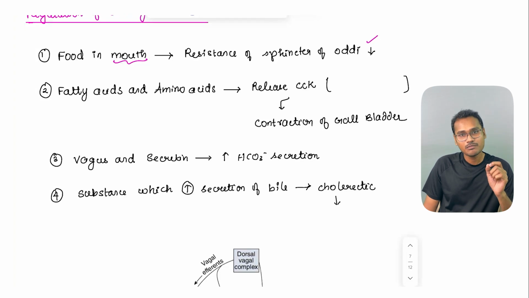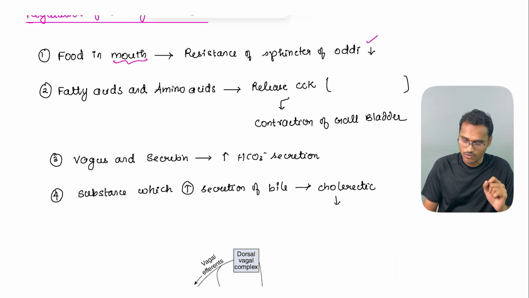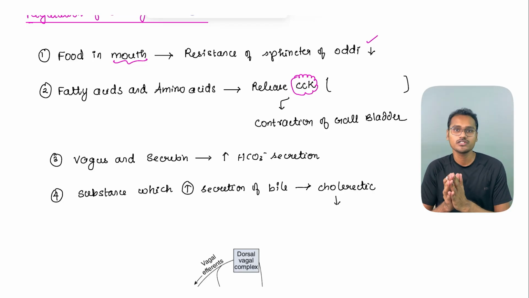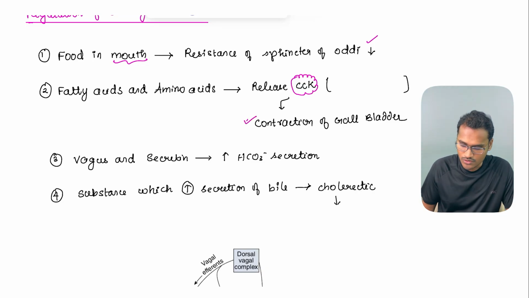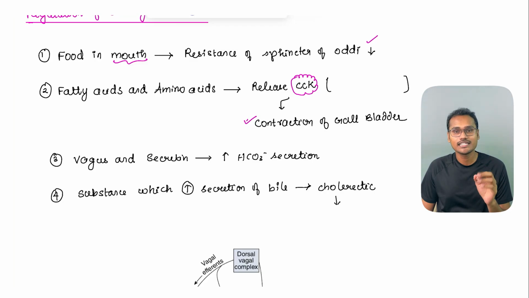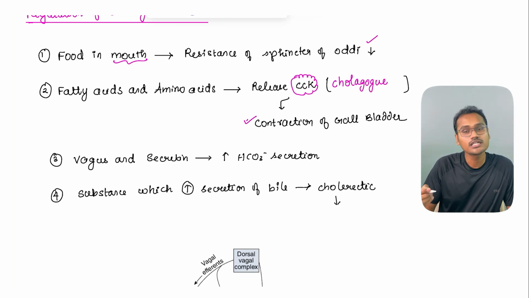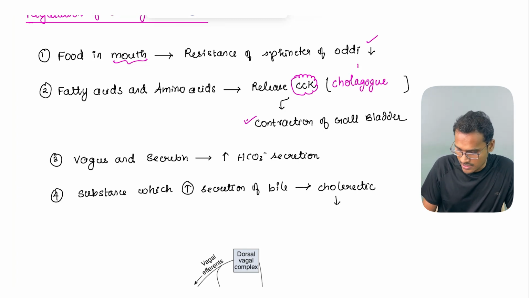And the fatty acids and amino acids are very strong stimulants for one important hormone called cholecystokinin. We have discussed cholecystokinin in detail in the GI hormones. But a small note here: the main important function of CCK is to increase secretions from the pancreas. Another secondary important function is contraction of the gallbladder. CCK is considered one of the most powerful contractors of the gallbladder. The substances which contract the gallbladder are called cholagogues, and it is the most potent cholagogue.